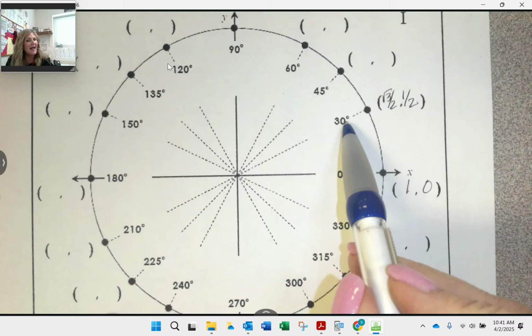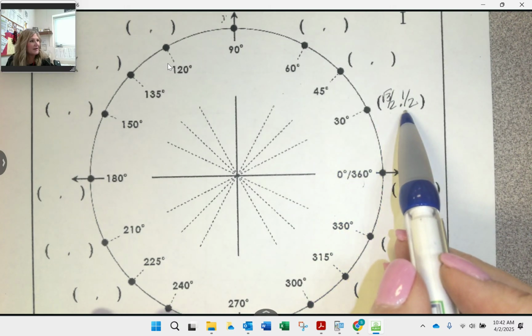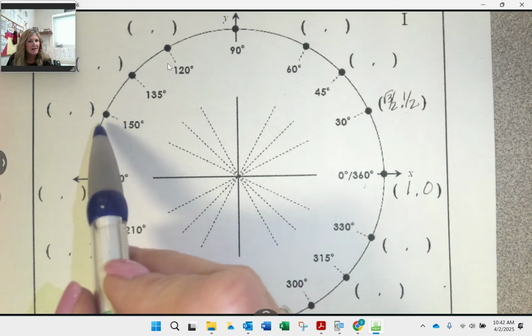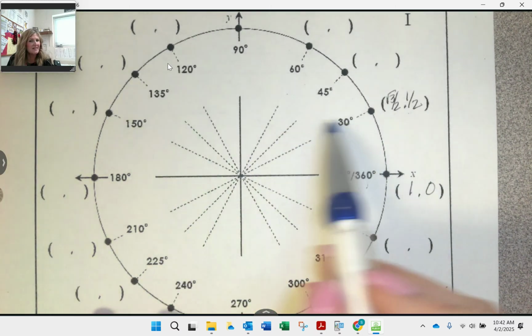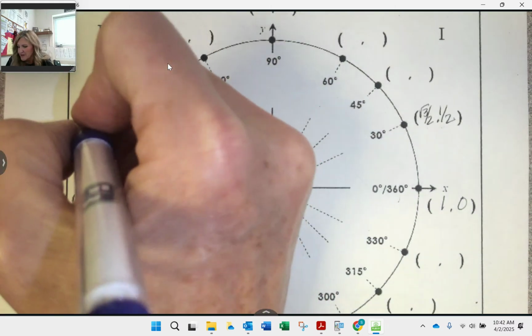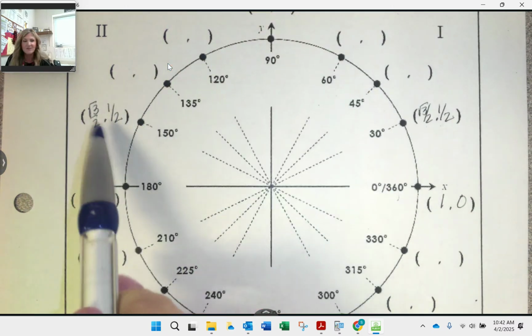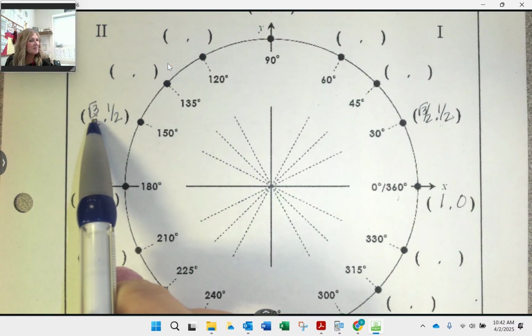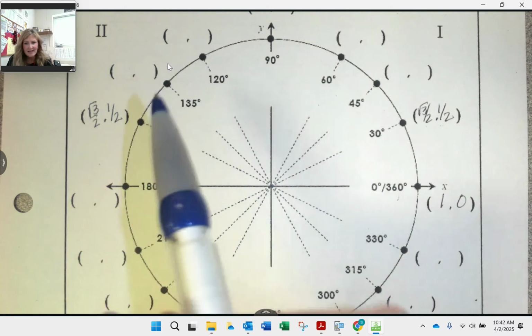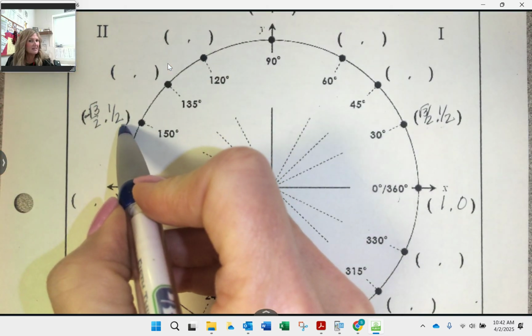Now, how is that helpful? Guys, everywhere I have a 30-degree reference, I'm going to have that same point, but the sign, positive or negative, might change. If I have 150, doesn't that also have a 30-degree reference? So this point over here has to be radical 3 over 2, 1/2. But I have to check. Is this going to be positive or negative over here? X will be negative, won't it? But y will still be positive.